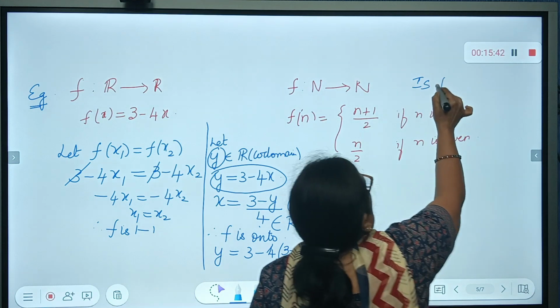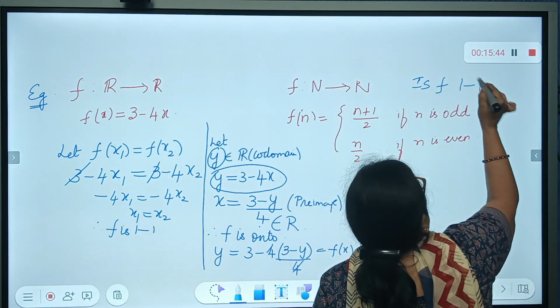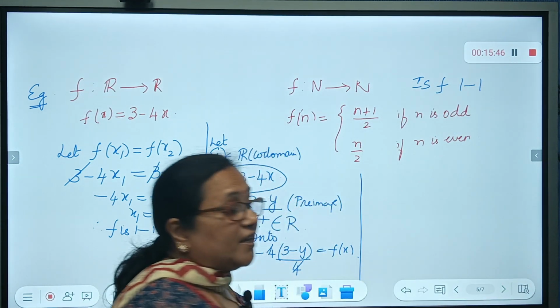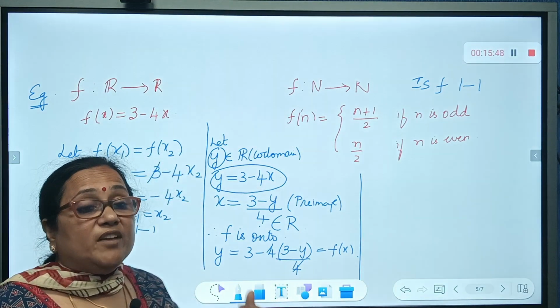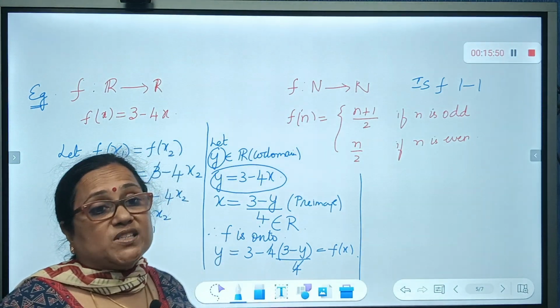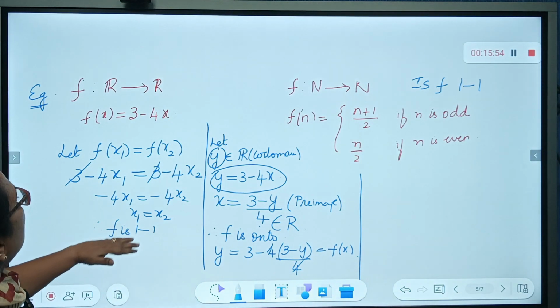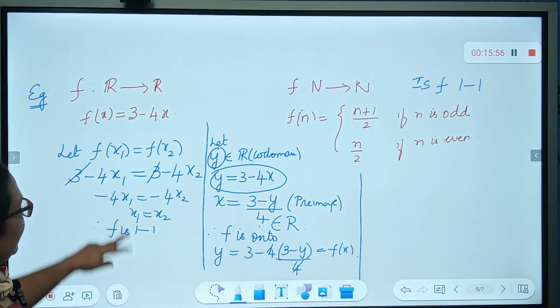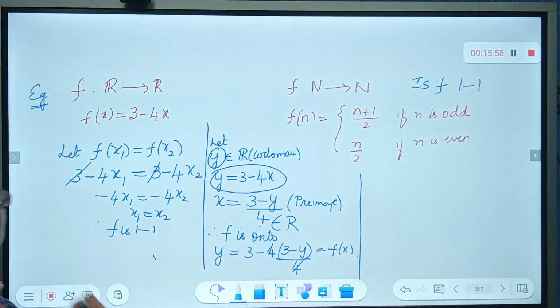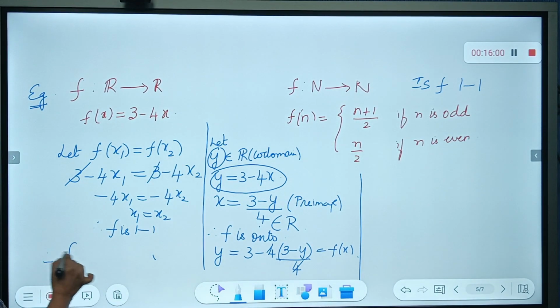Is f 1 to 1? Let us first check 1 to 1. Even if it is not 1 to 1 or onto, even if in one case it fails, then it will not be a bijective function. Okay, in the earlier example, 3 minus 4x, it is 1 to 1, it is onto. Therefore, f is bijective.